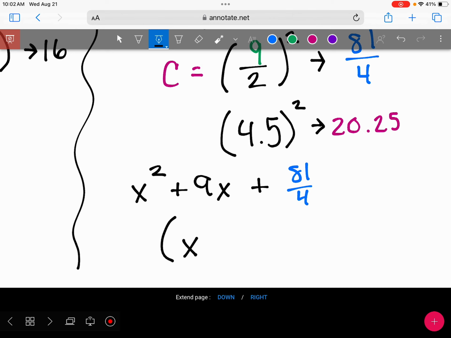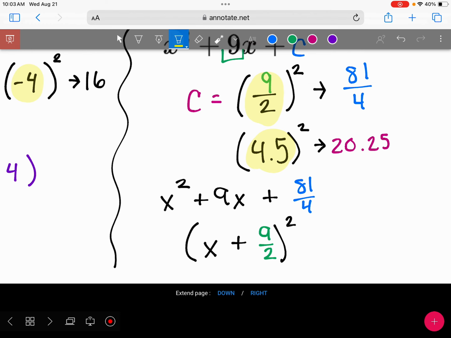Our factored form is going to be x plus this guy. It's always the piece pre-squaring. So you could either do it as your 4.5 or as your 9 over 2. They are identical. They are equivalent expressions. They mean the same thing. 9 over 2 is our factor squared. So the 9 over 2 is this piece. Whatever our b divided by 2 is your factor. b over 2 squared is what your c will be.